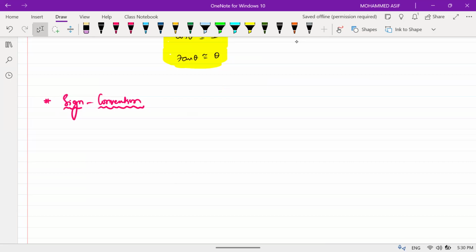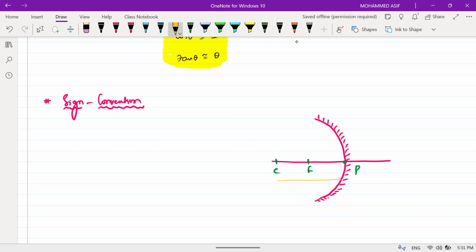Okay, I'm drawing the diagram here. This is your concave mirror. Convex mirror and concave mirror, the same relation applies to both. This is silvered on the outer side. This will be the pole of the mirror, and this is your center of curvature, and this is your focus, that is F. CP is known as the radius of curvature, that is capital R. FP is known as the focal length, that is F.